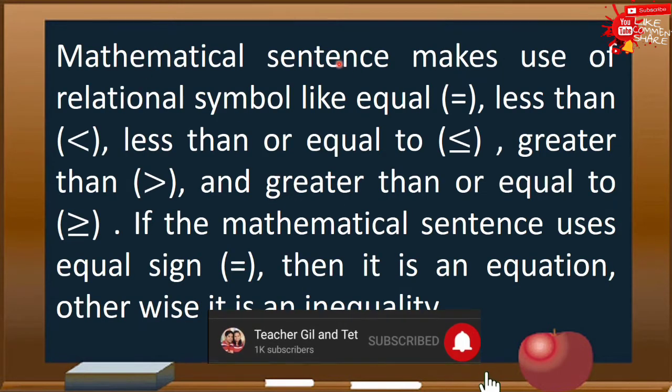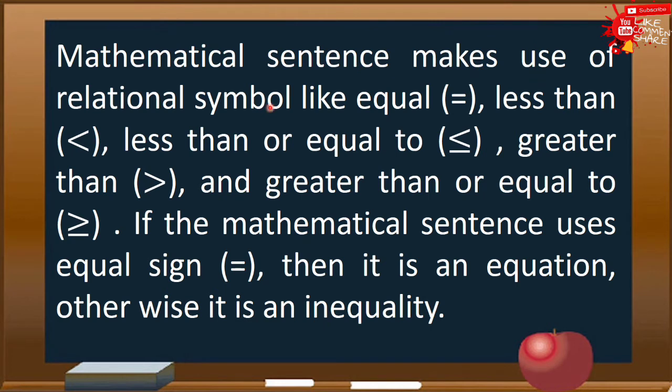So, a mathematical sentence makes use of relational symbols like equal, less than. We have this symbol, less than or equal to. So this is the symbol for less than or equal to. Greater than, this is the symbol. Greater than or equal to, this is the symbol.